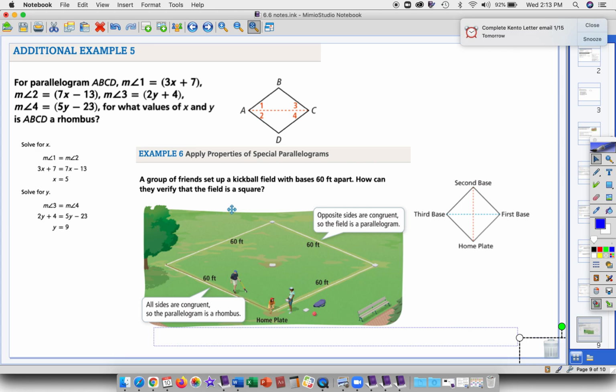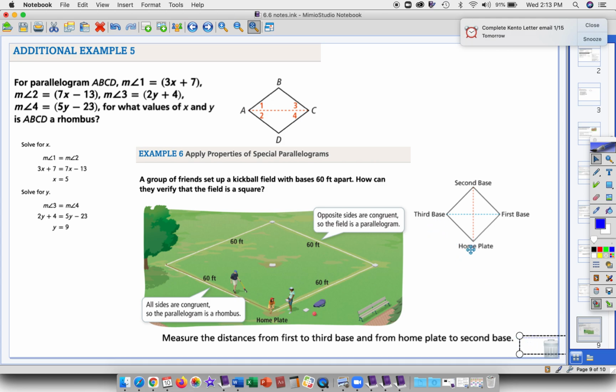In example 6, we have a kickball field with bases 60 feet apart. How can they verify that the field is a square? We're given that all sides are congruent, so we know it's a parallelogram. We know even more than that, it's a rhombus. To determine whether it's a square, we need to check those diagonals. So they measure the distance from home plate to second base and third base to first base. Then we could determine whether it's a square or not.